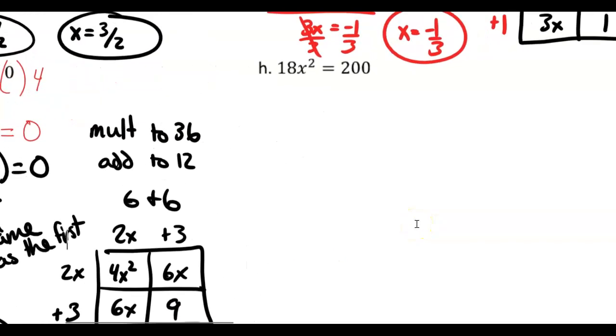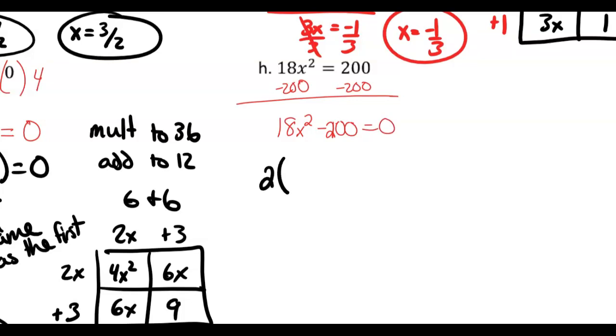Okay, last but not least is this one. So we're going to first subtract the 200 so that it moves to the other side because it must be equal to 0 before we start. So I get 18x squared minus 200. Okay, I see there's a GCF here. They're both even, so a 2 can come out. I'm going to take a 2 out. I'm going to have 9x squared minus 100.